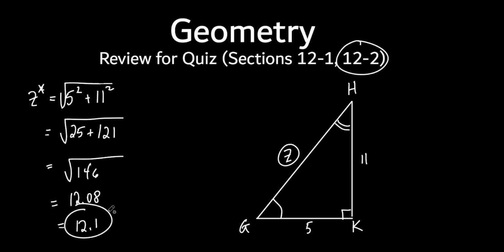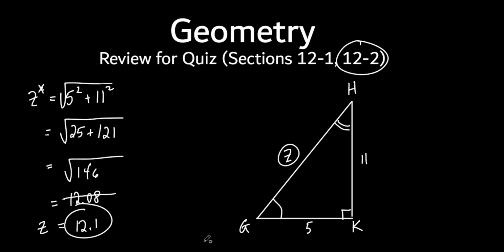There shouldn't be any other answer except for that. 12.08 would be wrong. Why would that be wrong? Because it says round to the nearest tenth. The decimal actually keeps going, there's a bunch of other numbers after that. But you just need the second one to know to round that one up one place. So that would be your answer for Z. So Z is equal to that.